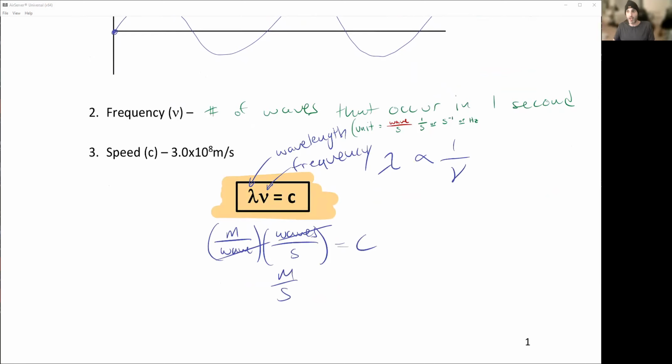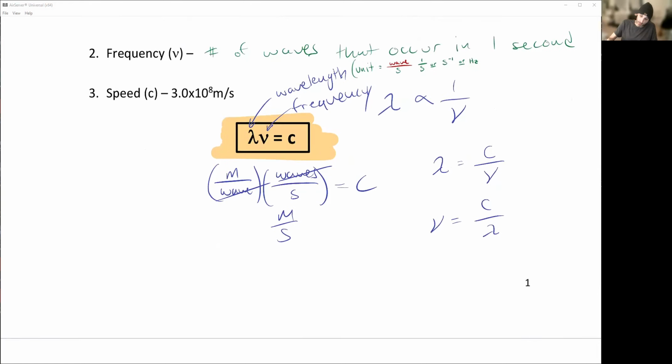Okay, so you can rearrange this, of course. If you want to figure out how to solve for wavelength from frequency, it's just simply C over frequency. If you want to figure out frequency, it's C over wavelength. So again, just a rearrangement of the equation. Okay, good. A couple important things. This is 3.0 times 10 to the 8 meters per second, and this is in vacuum.